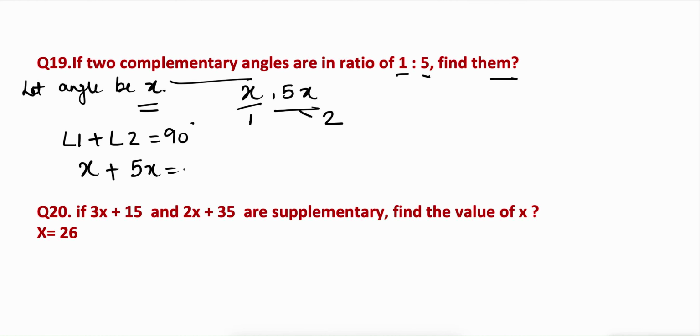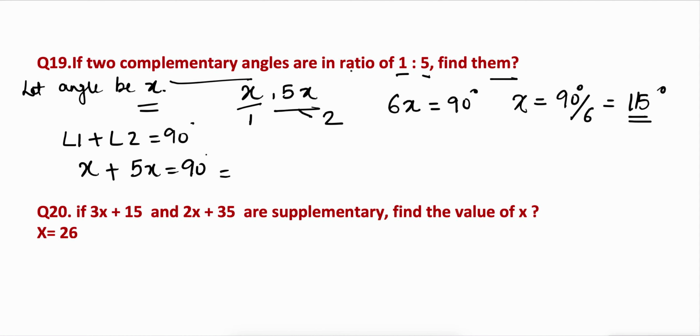Their sum is 90 degrees. So x plus 5x is equal to 6x, which is equal to 90 degrees. So x will be 90 degrees divided by 6, which comes to 15 degrees. So if the two angles are complementary to each other, angle 1 is here 15 degrees and the other is 5 times 15 degrees, which comes to 75 degrees. So the two angles are 15 degrees and 75 degrees.